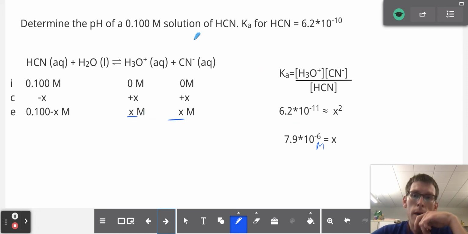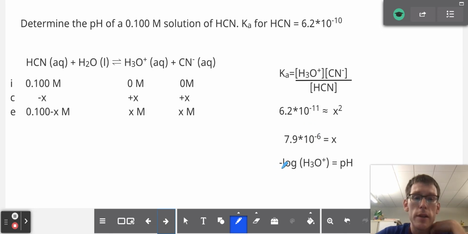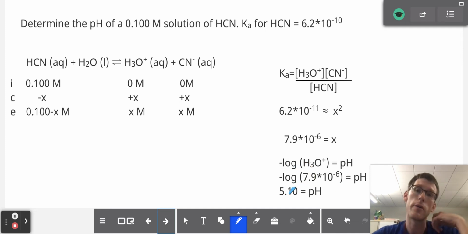But since we're looking for pH, the only thing that really matters is the H3O+ concentration, which we know. So we can say that the negative log of the concentration of H3O+ is equal to pH. And what we end up getting is that the pH is equal to 5.10. And note that for our weak acid, HCN, at a 0.1 molar concentration, we get a mildly acidic solution. The pH is under 7, it's 5.10. Note that for the 2 sig figs in the log, we have 2 decimal places.